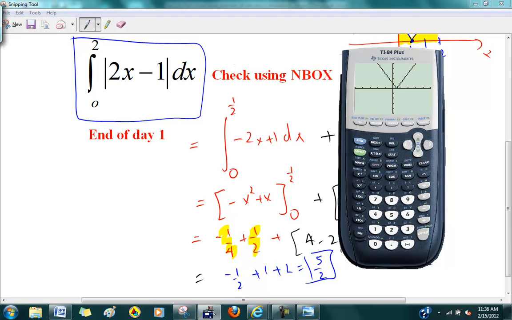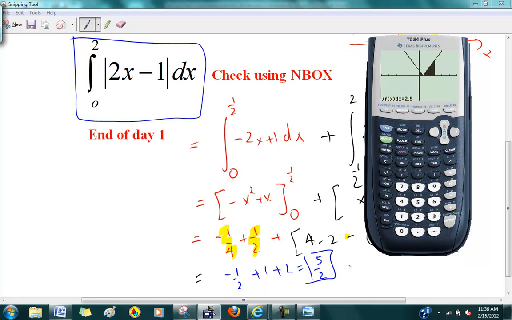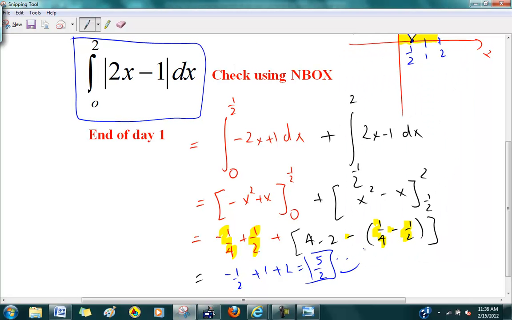So I'm going to go second calc, number 7. My lower limit is golly, it's a 0, and my upper limit is a 2, and go integrate, and lo and behold, it better be 2.5. Woo! Wow. Okay, so it did turn out to be 2.5.